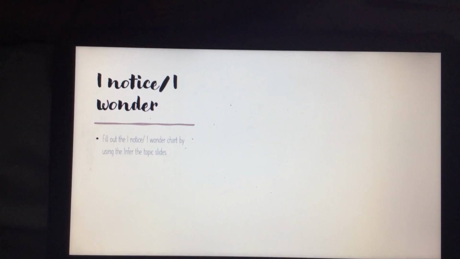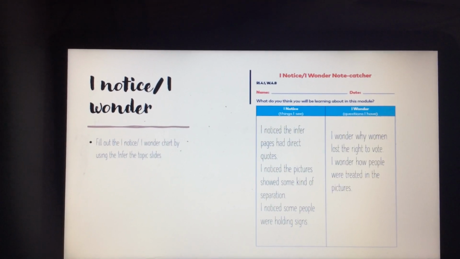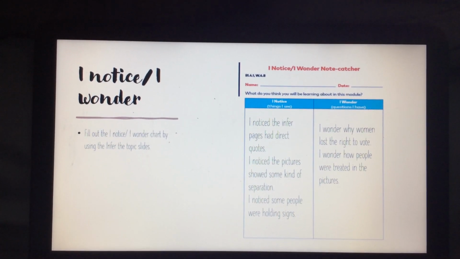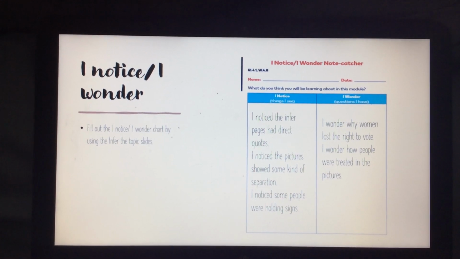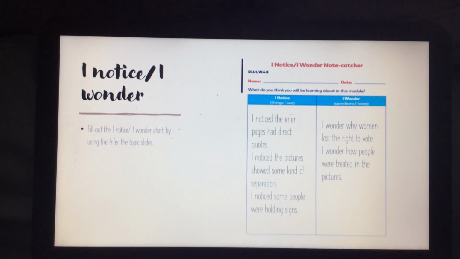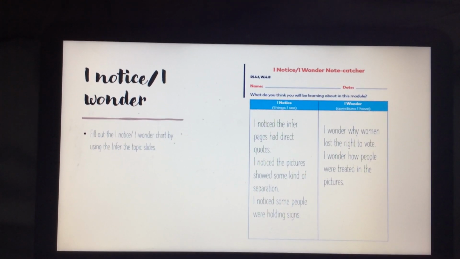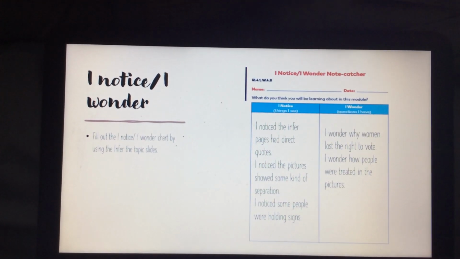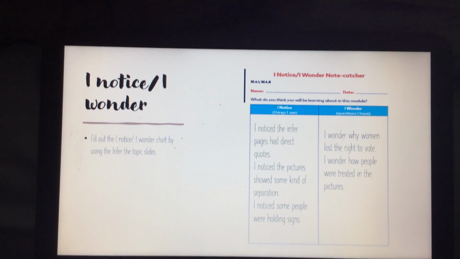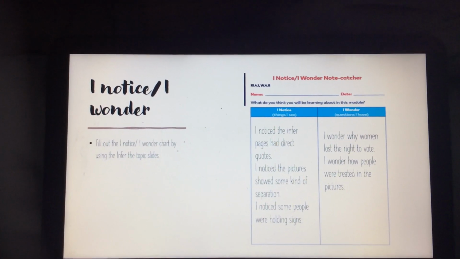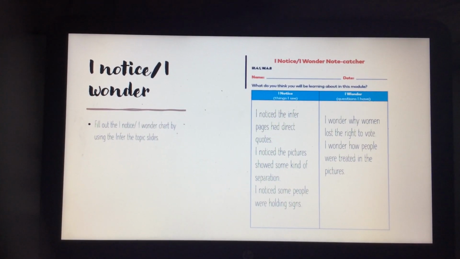Okay, welcome back. Okay, we have our I notice and I wonder chart. Okay, and this is what I noticed and I wondered about the chart. I noticed the infer pages had direct quotes. I noticed the pictures showed some kind of separation, and I noticed some people were holding signs. My wonders about that is I wonder why women lost the right to vote. I wonder how people were treated in the pictures. Did you have some of those same notices and same wonders?